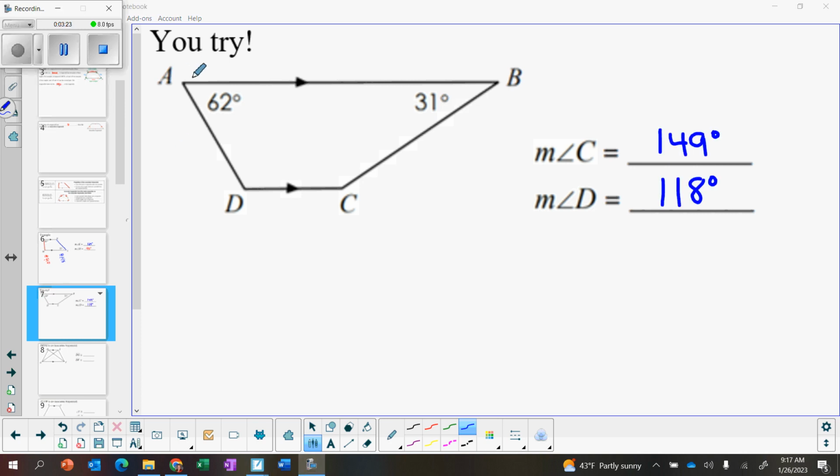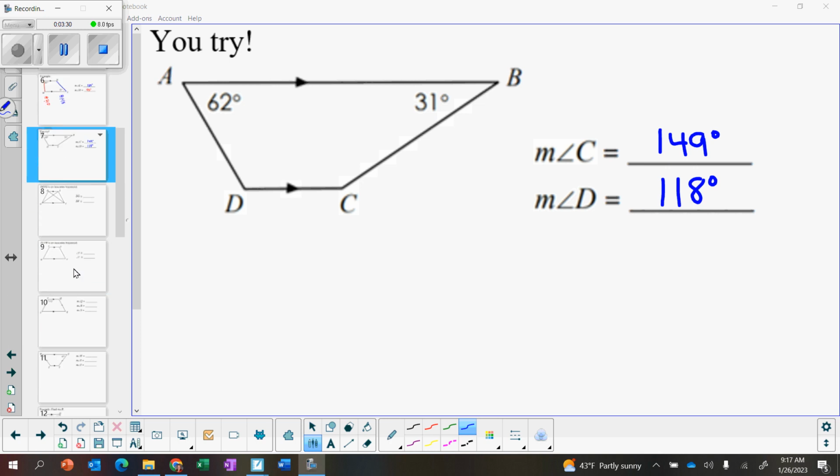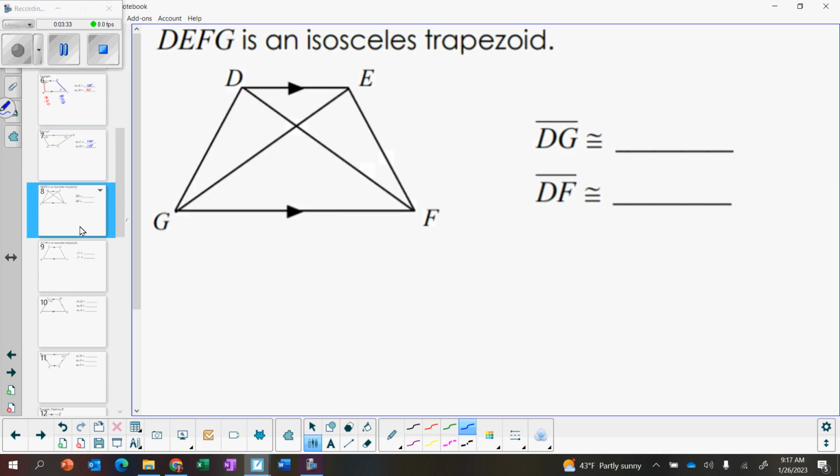All right, so angle A and D had to add to 180, angle B and C had to add to 180. So the measure of angle C is 149 degrees, the measure of angle D is 118 degrees. Now we have DEFG as an isosceles trapezoid. And notice here they have DE with a bar and the congruent sign. So we're not looking for measures. We just want to know what is DG the same as. So DG is this leg, so that is the same as the other leg, segment DF. And then DF is one of the diagonals. And remember, the diagonals are congruent. So the other diagonal, EG, is also congruent to DF.